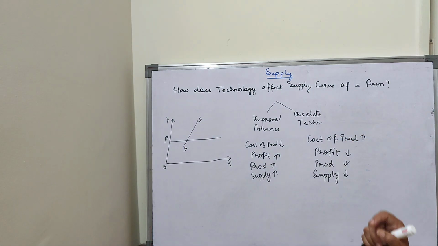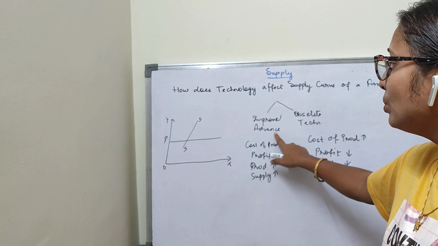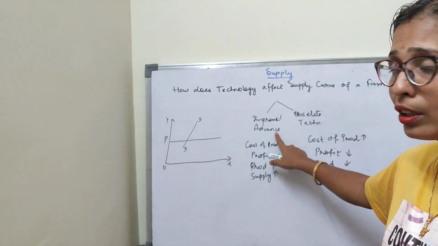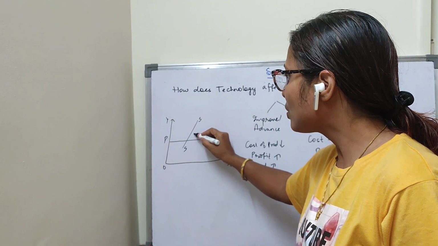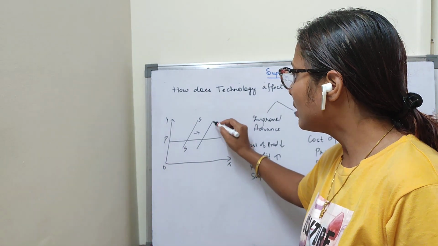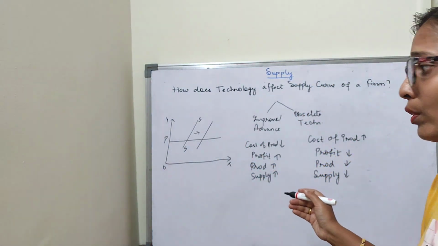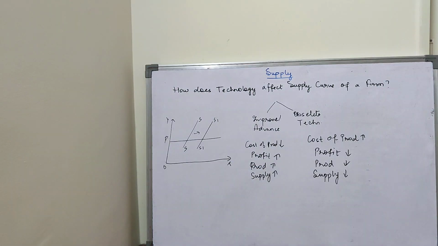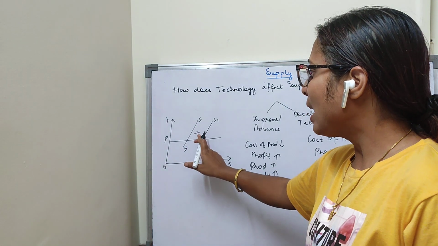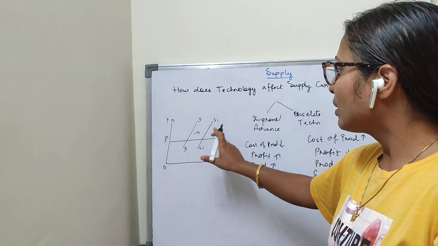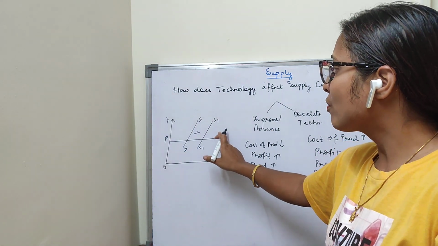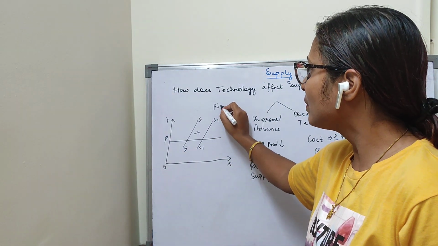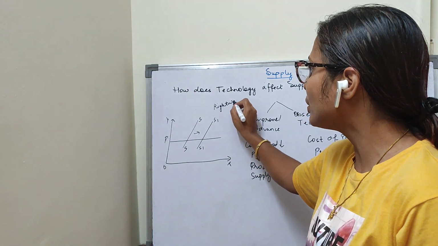Clear? Now what happens when I am using the advanced version of the technology? My supply curve shifts forward, that means rightward. So I am getting the new supply curve, S1. Price remains constant. When I am using the advanced technology, my supply curve shifts rightward. So this is the rightward shift, or forward shift.